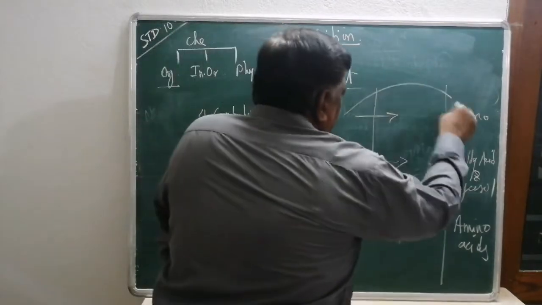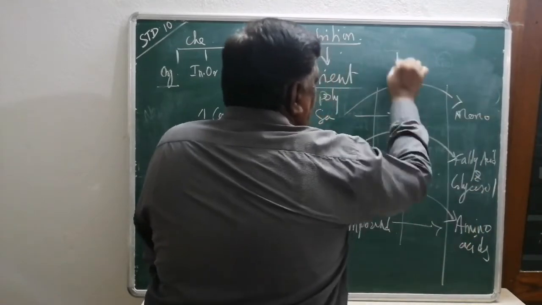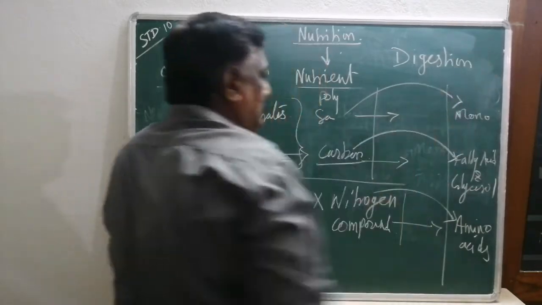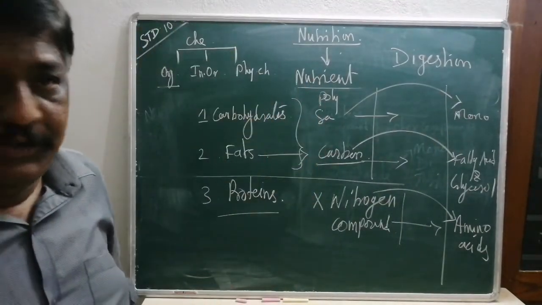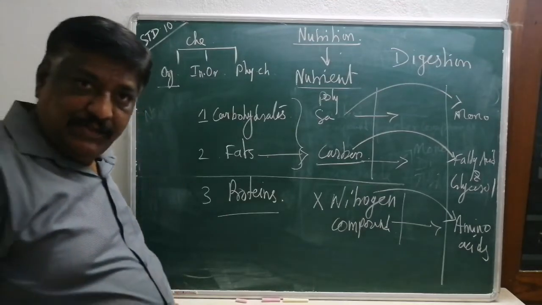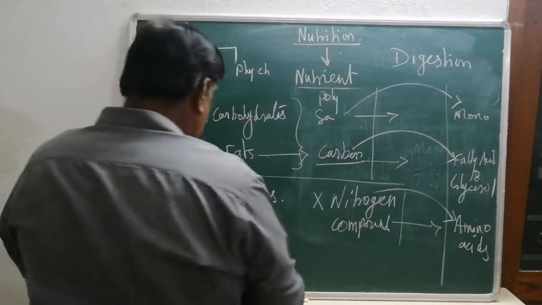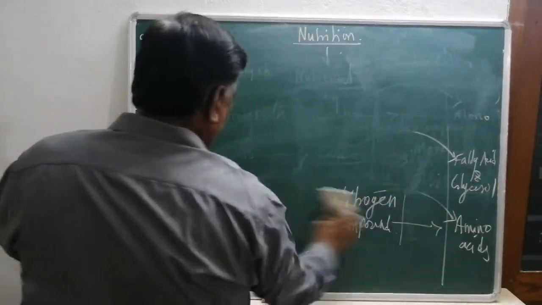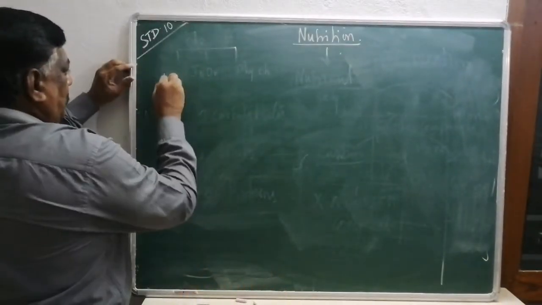So this conversion is done by the process of digestion. Can I enter into digestion now? That is heterotrophic nutrition. Now autotrophic nutrition is over. I have given you certain basics. Now I am entering into heterotrophic. We come to the topic heterotrophic.